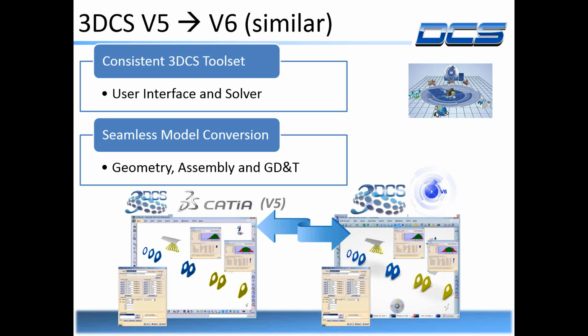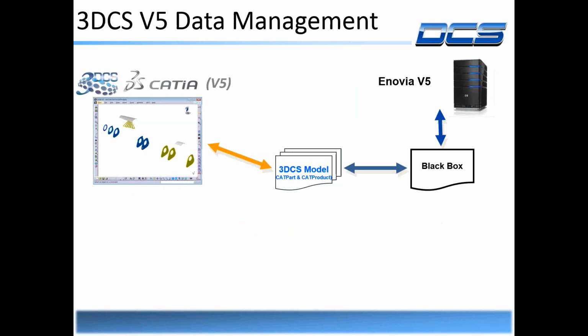As far as the ability to use GD&T, assembly, the same type of assembly data, all that is the same and consistent. Some of the differences, and I'm going to just give you a brief overview of how 3DCS V5 works, is we stored the 3DCS model in CATProduct files, and these might have come from maybe a file server or Enovia V5. But when we wanted to store the model back into Enovia V5, we had to store it as a black box so that the product structure did not get exploded into the V5 database.